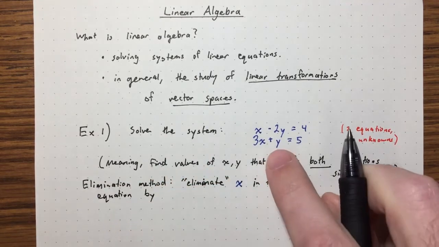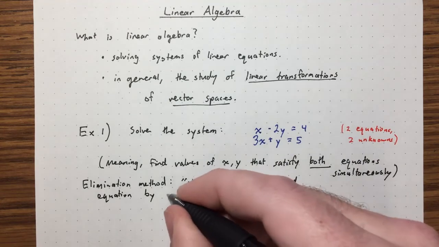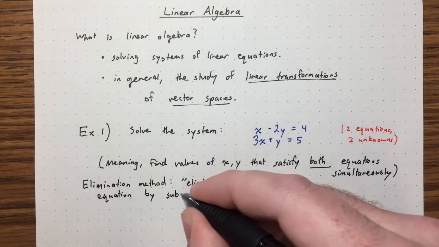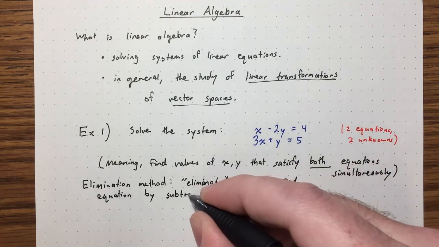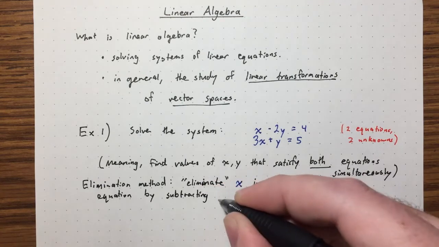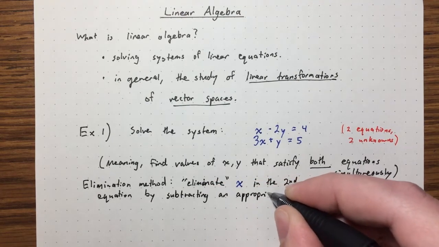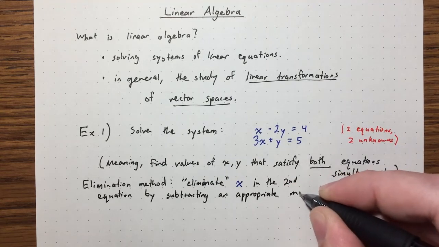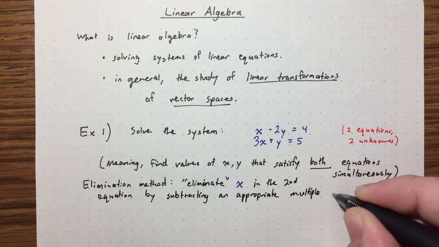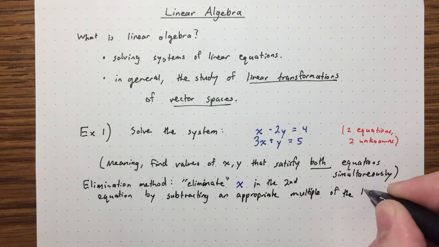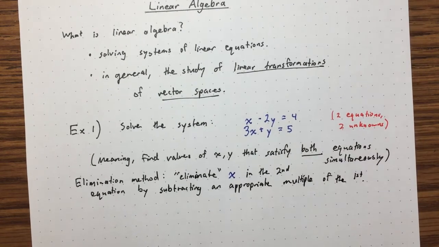And how do we do it? Well, what we're going to do is subtract, or add, in this case maybe subtract, an appropriate multiple of the first equation. Okay, so what do I mean?